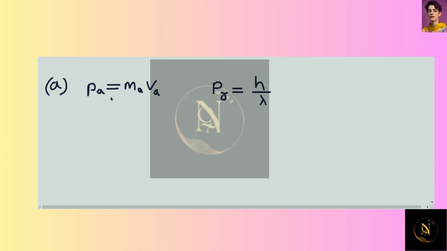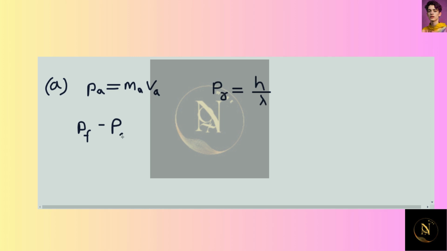So the momentum of the atom, P_A, is going to be equal to the mass of the atom, m_A, times the velocity of the atom. We're told the mass of the atom is 10 to the minus 25 kilograms. The velocity is 1 kilometer per second, so we want to convert that to meters. That's 10 to the third meters per second. And the momentum of the incoming photon is going to be equal to Planck's constant divided by lambda, where lambda is 500 nanometers, or 500 times 10 to the minus 9 meters.